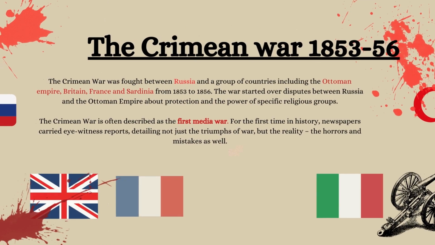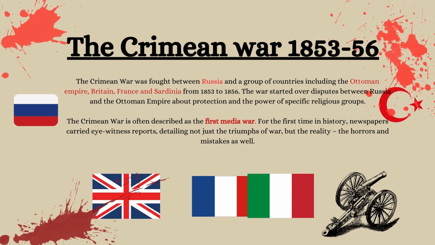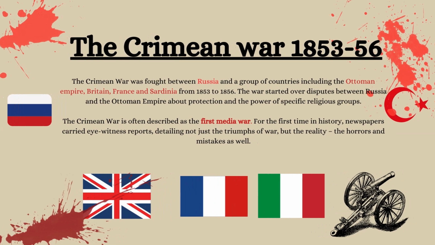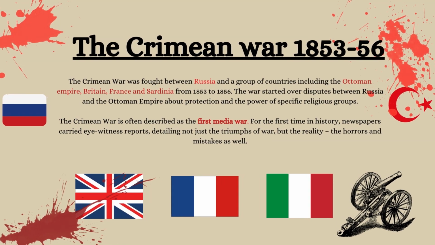The Crimean War was fought between Russia and a group of countries including the Ottoman Empire, Britain, France and Sardinia. The war started over disputes between Russia and the Ottoman Empire about protection and the power of specific religious groups. The Crimean War is often described as the first media war. For the first time in history, newspapers carried eyewitness reports, detailing not just the triumphs of war, but the reality, the horrors and mistakes as well.